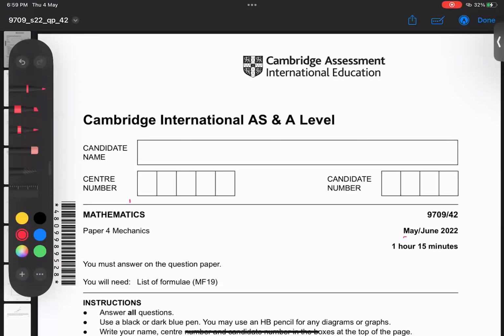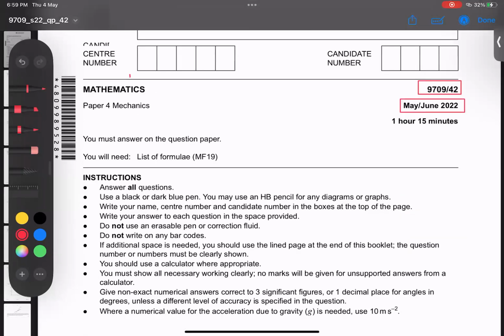Bismillah ar-Rahman ar-Rahim. This is the June 2022 paper, variant 2, paper 42. So let's try to solve this complete paper.